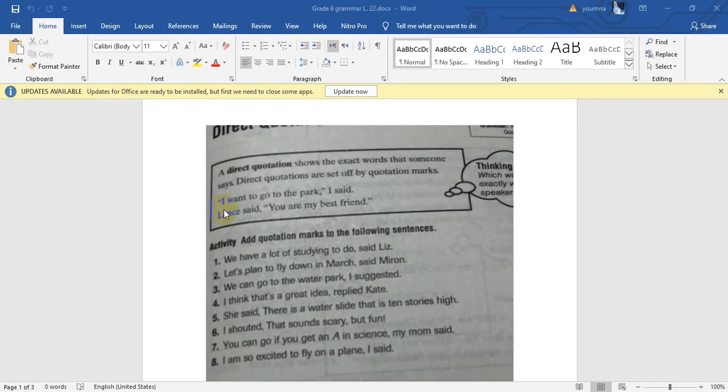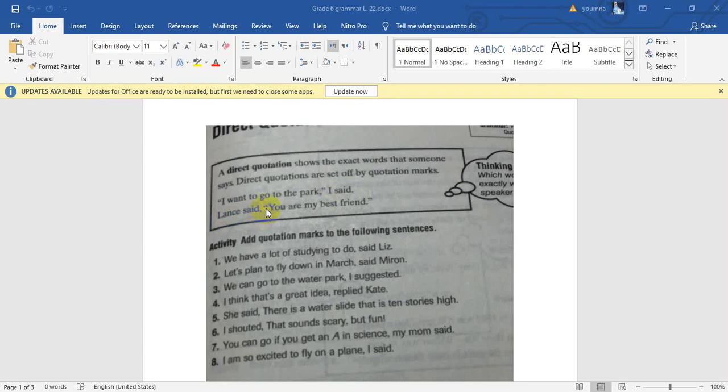So, "I want to go to the park," but you are not going to put the ending mark here, okay, because we started with the main sentence. So you will put a comma and then you close the quotation and you will say who said this. So you'll say "I said," and then you put the ending mark after said. Okay, the second form, Lane said, and then a comma.